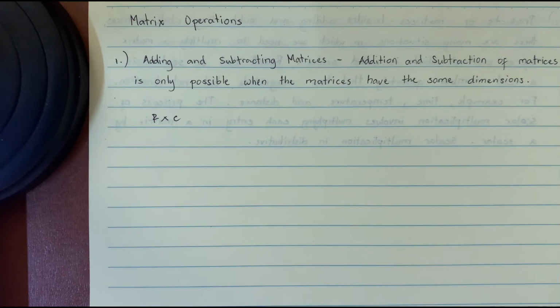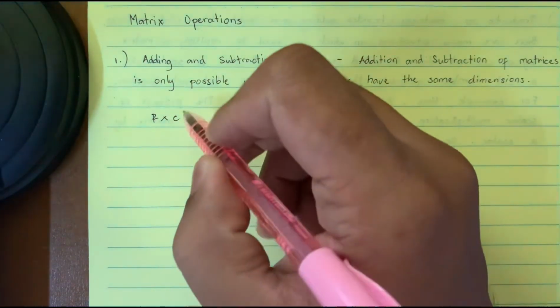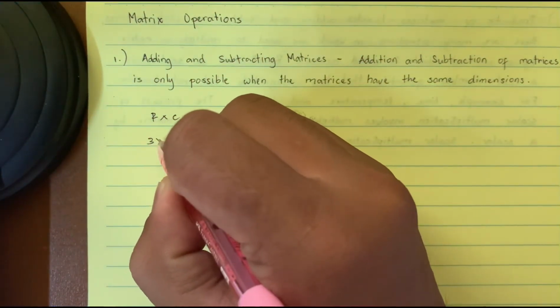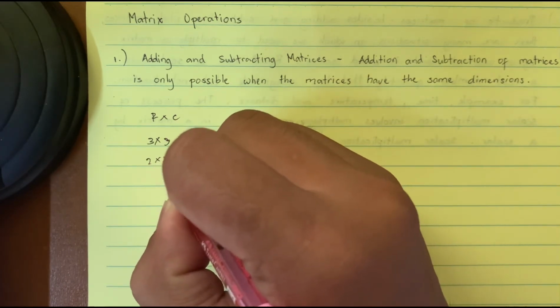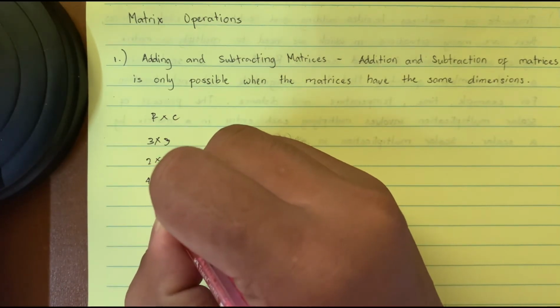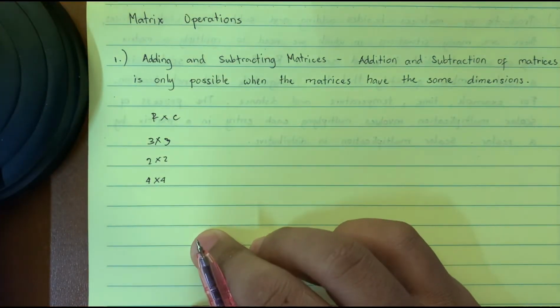Dako naman tayo sa matrix operations. Adding and subtracting matrices. Addition and subtraction of matrices is only possible when the matrices have the same dimension, or same ng rows saka column. Either 3 by 3 or 2 by 2 or 4 by 4 matrix. Example.